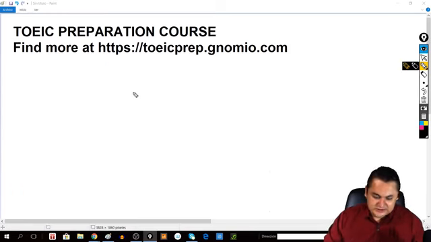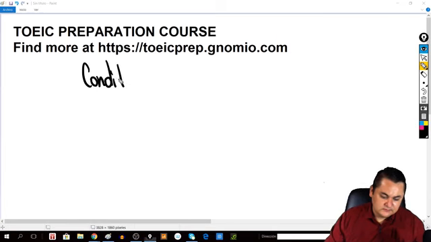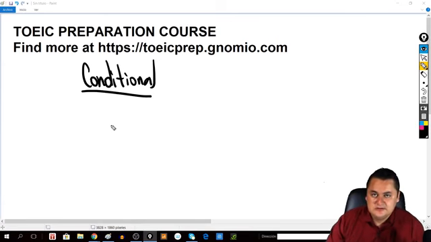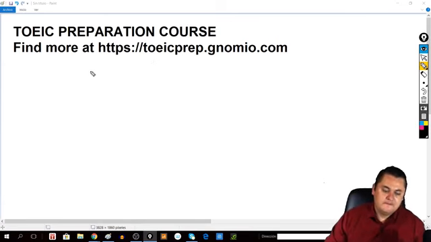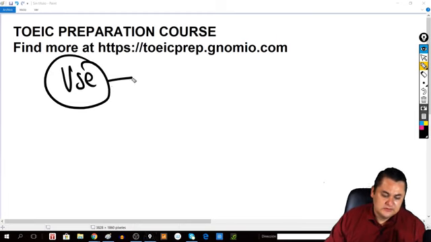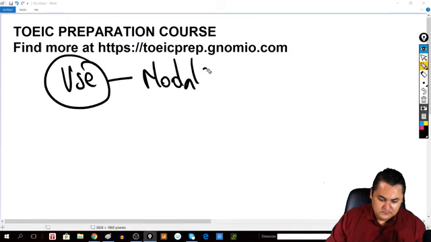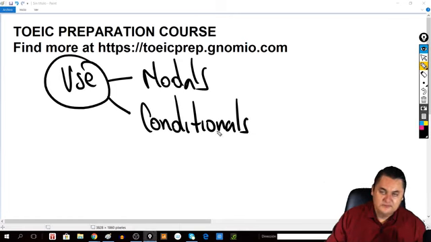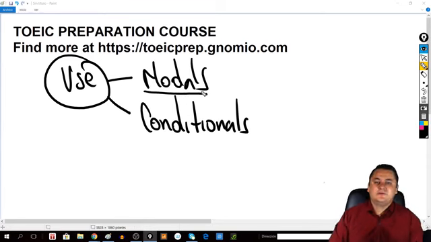For conditionals, you may remember that there are three types of conditionals. We don't need to know the use of the modals or the use of the conditionals for the Toeic test. For instance, we don't need to remember that there are modals for expressing ability, certainty, advice, and all of those contexts. Those are not necessary to be understood for the Toeic test.